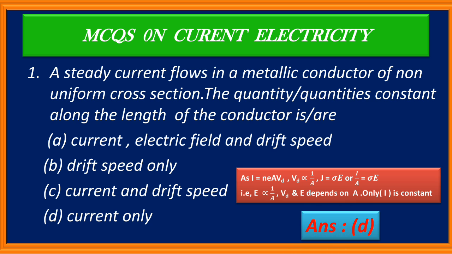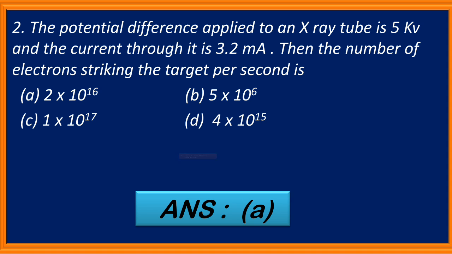A steady current flows in a metallic conductor of non-uniform cross section. The quantity constant along the length of the conductor is: option A, current, electric field and drift speed; option B, drift speed only; option C, current and drift speed; option D, current only. Here your correct answer is D, current only. You can see whatever hint I have given in the box, you go through it.